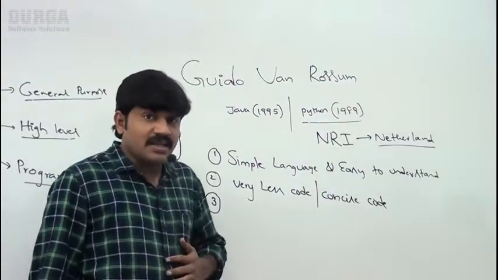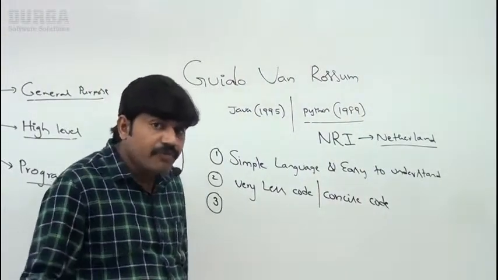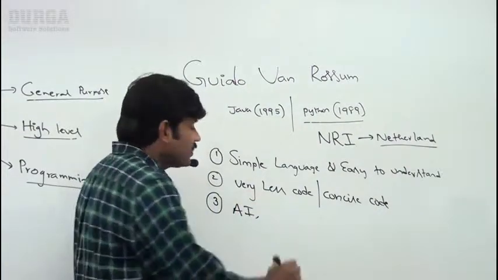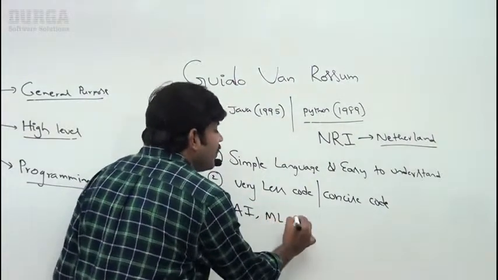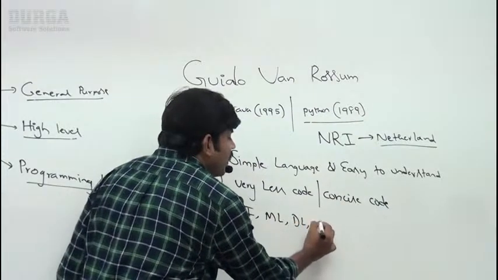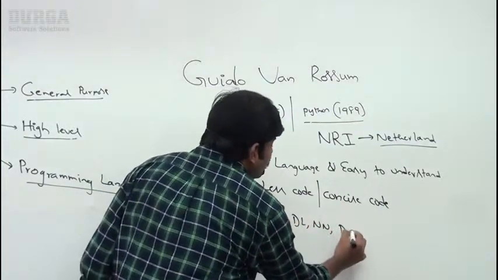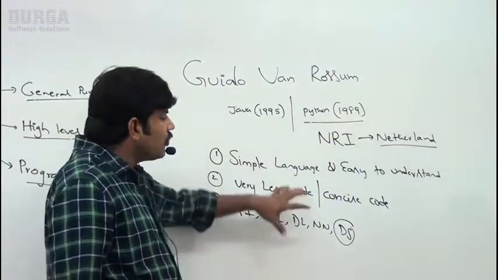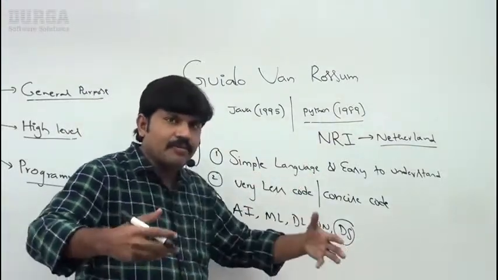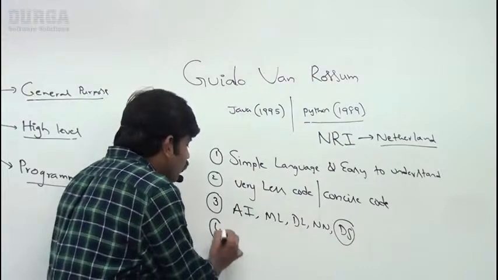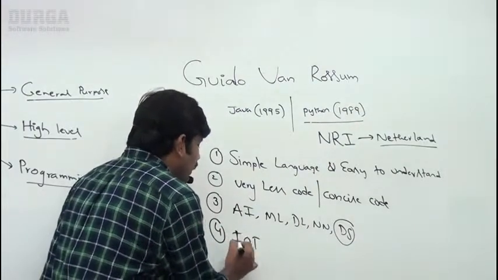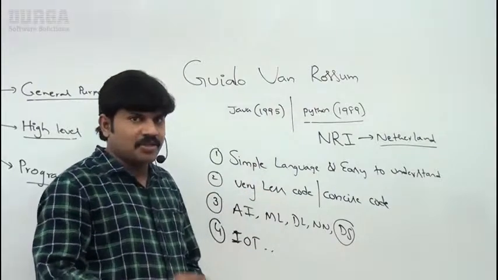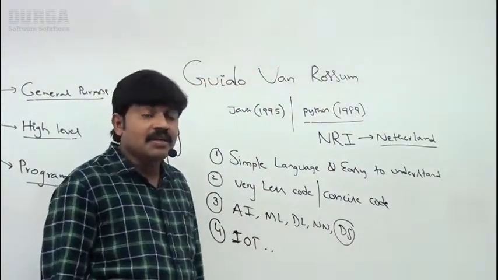These days, everyone talks about artificial intelligence, next machine learning, deep learning, neural networks, data science, data analysis. Sir, IoT is also commonly used these days. So for these trending requirements, the best suitable programming language is Python, sir.